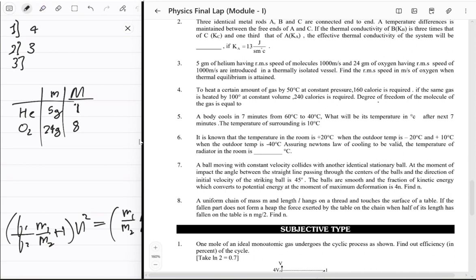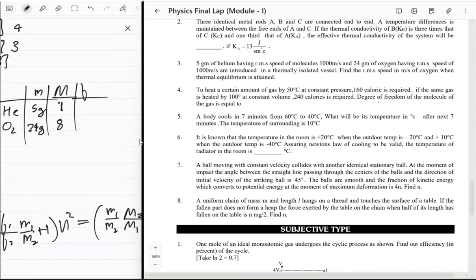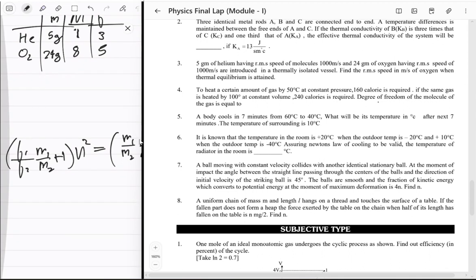और क्या दिया आपने को? डिग्रीज ऑफ फ्रीडम पता है आपने को, राइट? हीलियम क्या है? 3 हो जाएगा, एंड देन ऑक्सीजन के लिए इट इज 5, राइट? लेट्स डू द थिंग नाउ.